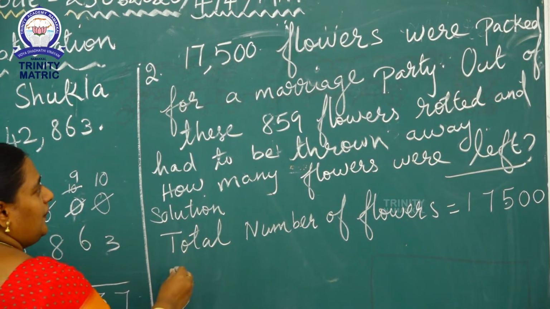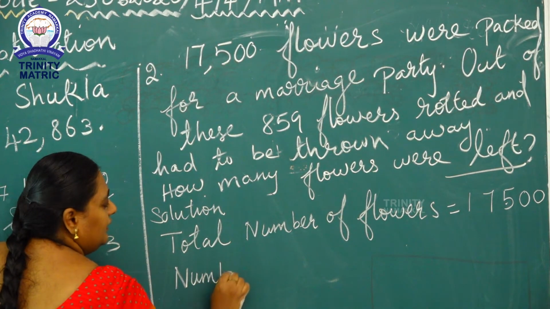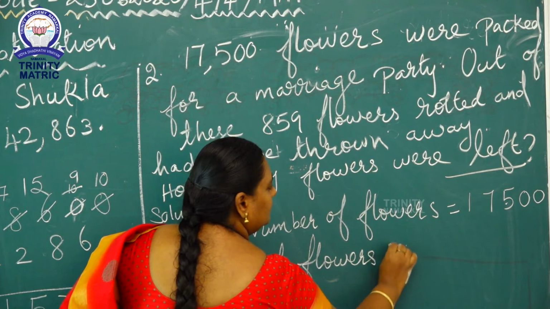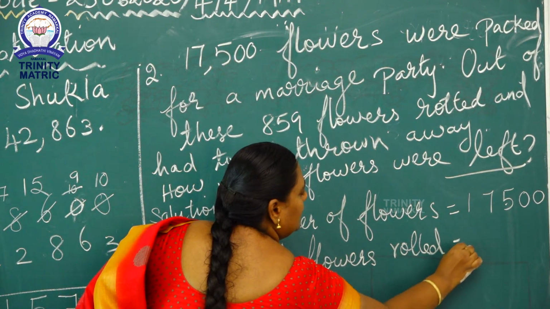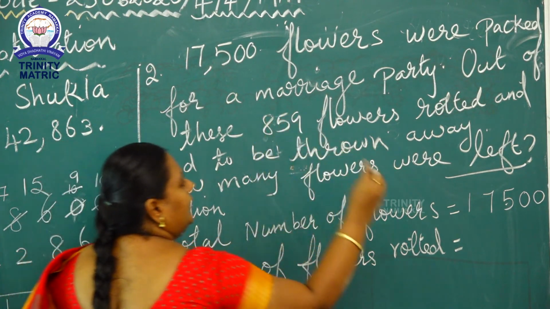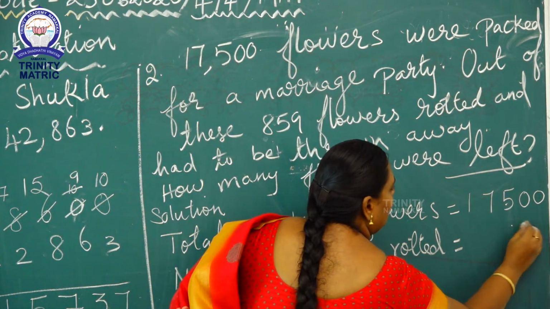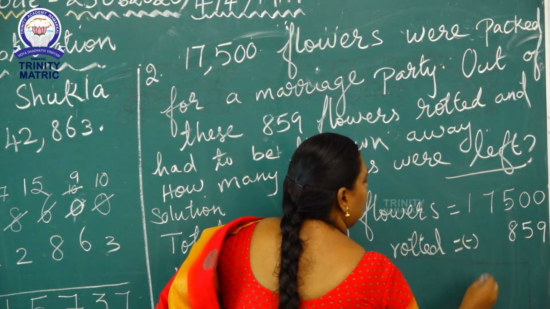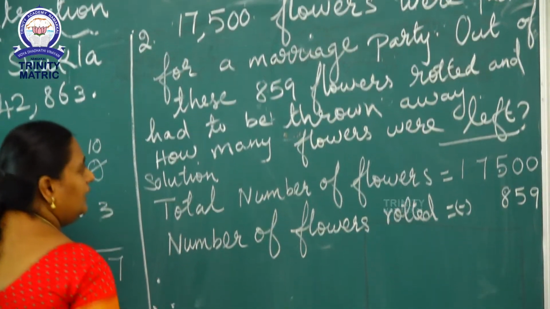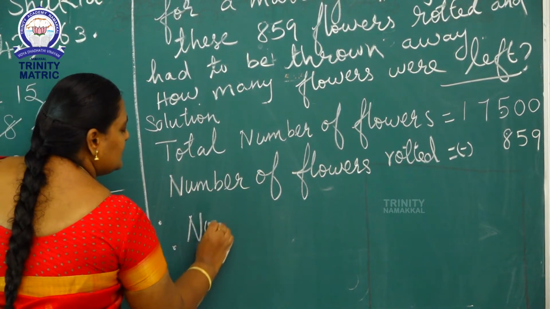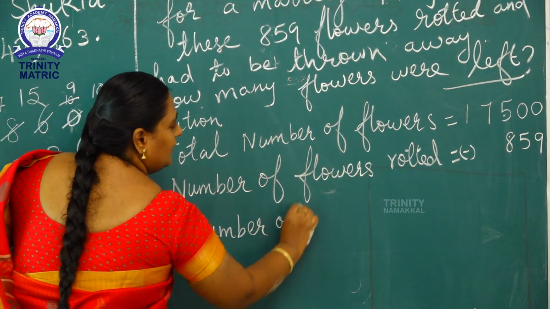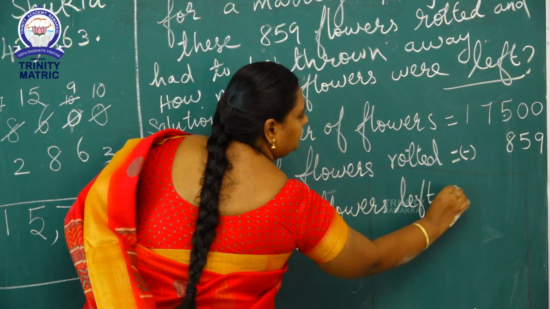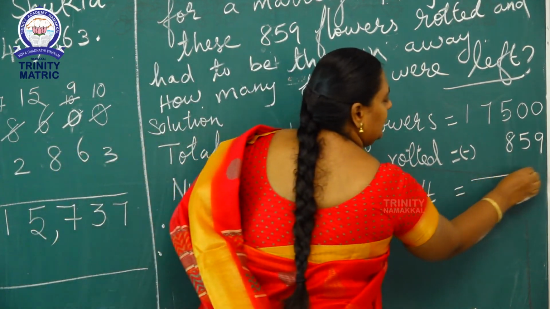Okay. Now, number of flowers rotted. How many flowers rotted? 859. Where do we have to write? We have to write from here: 9, 5, 8. Then put the subtraction symbol. Therefore, put the therefore symbol. Therefore, number of flowers left. We have to subtract. So, listen.